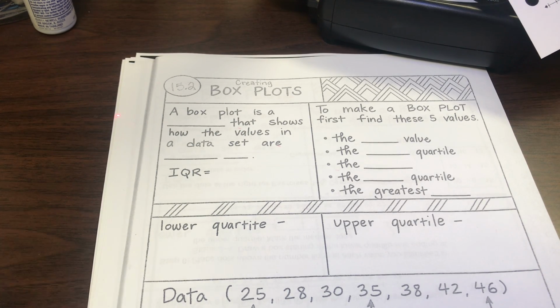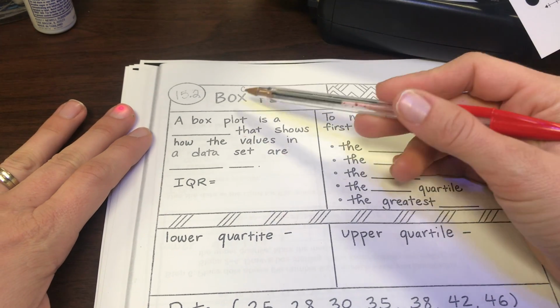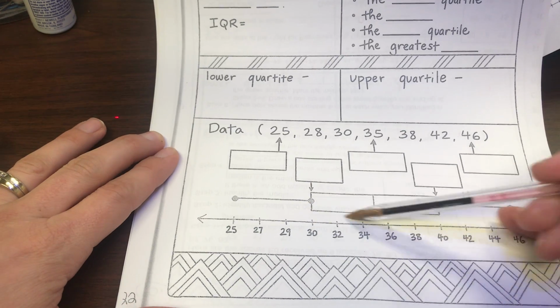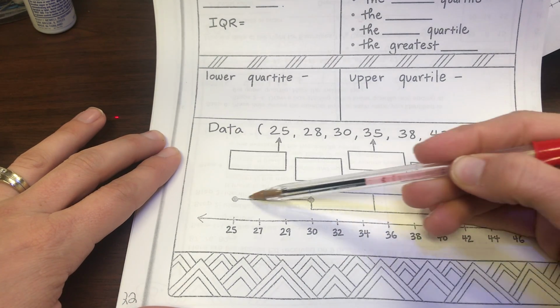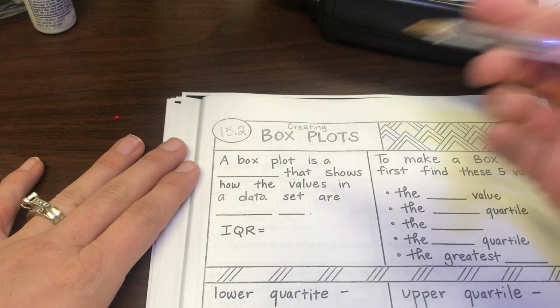Okay, we're on page 123. We're going to be creating box plots. A box plot used to be called a box and whisker plot. It looks like this. You have a box, and then you have almost like little cat whiskers coming off. But now they call it a box plot.